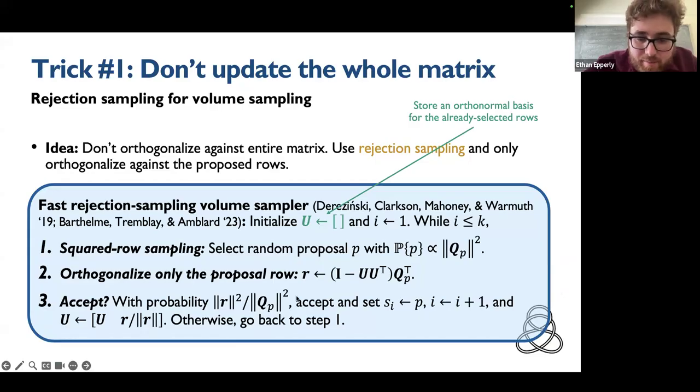So with this acceptance probability, we're going to accept and pick the proposal row, and we're going to set it to be our new ith element of our subset and increment our counter, and then update the basis matrix Q to contain the newly orthogonalized row. And if we get the complementary event, if we don't accept, then we're just going to go back to step one and pick another proposal.